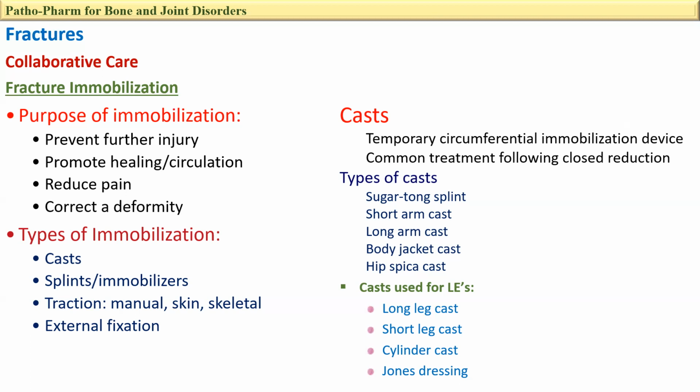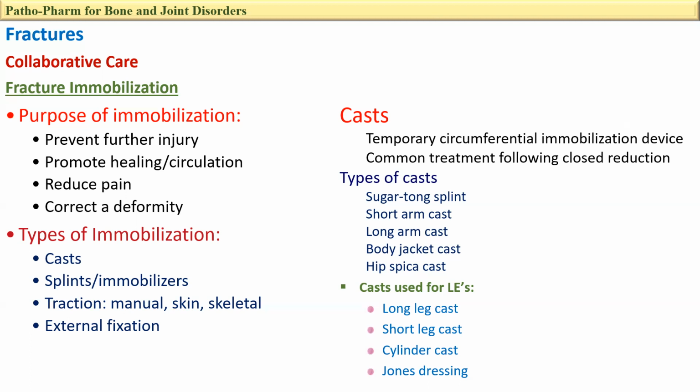The purpose of immobilization is to prevent further injury, because sometimes the pointed tip of the bone can injure a blood vessel or nerve, which could result in serious traumatic injury to the nerve or the blood vessel. So we can prevent further injury. We can promote healing and circulation, reduce pain, and correct the deformity. And we can use casts, splints, immobilizers, tractions, skin or skeletal, and we also have external fixators or external fixation devices.